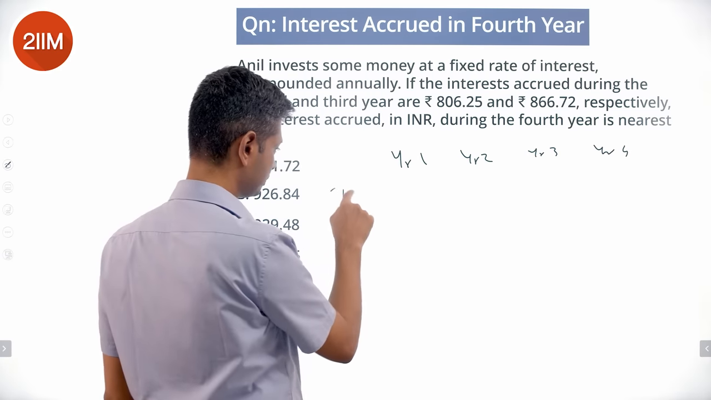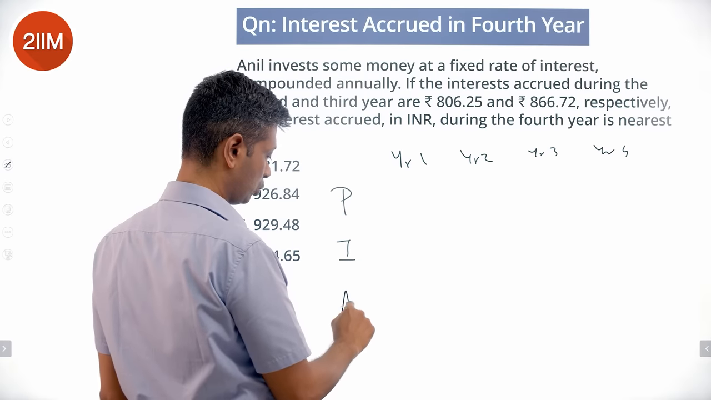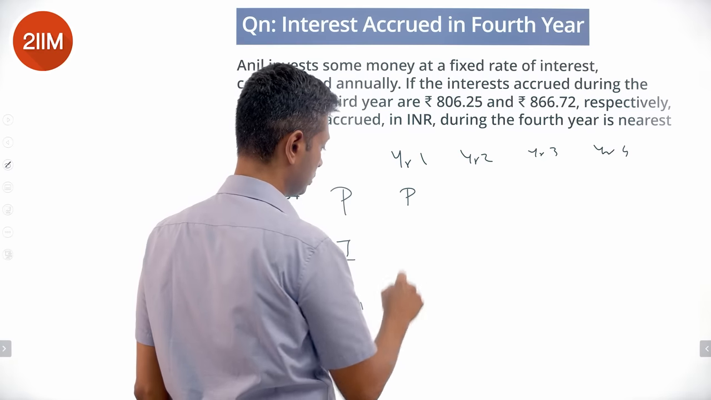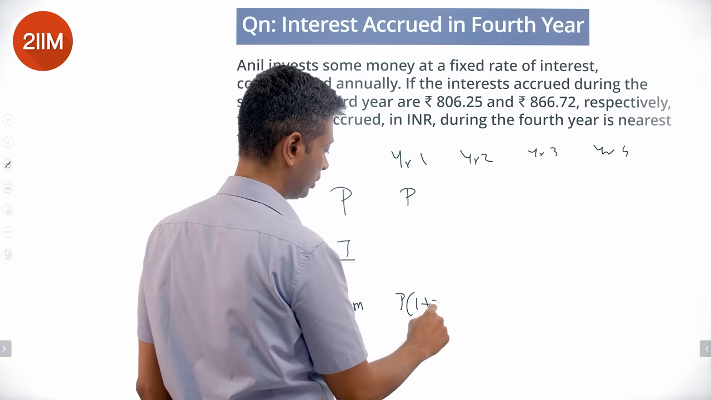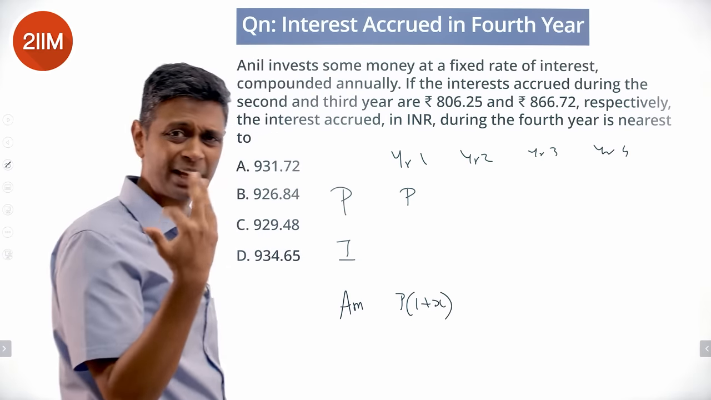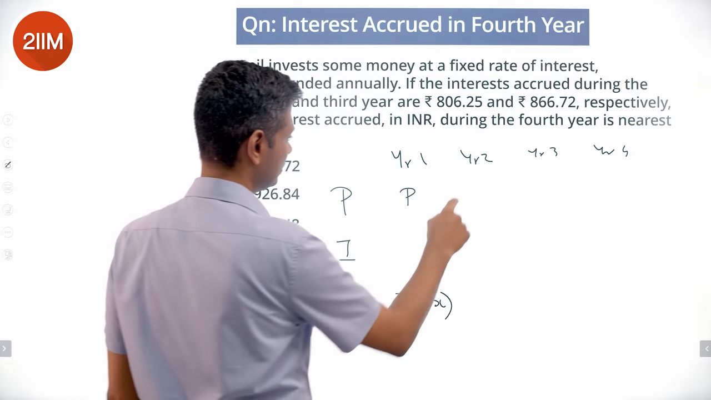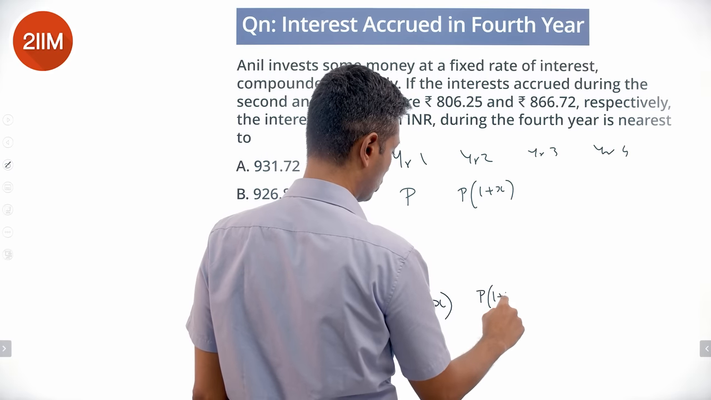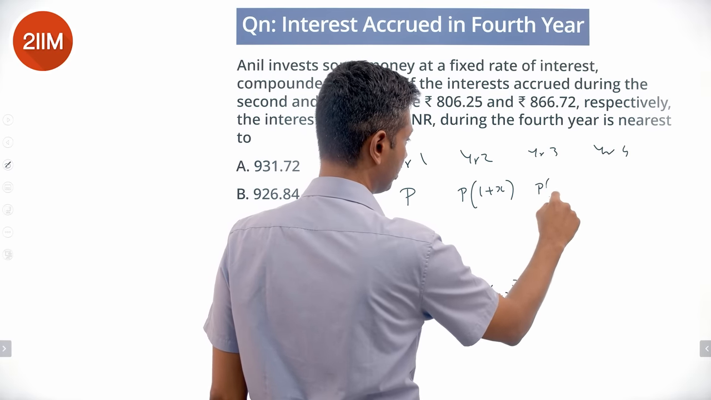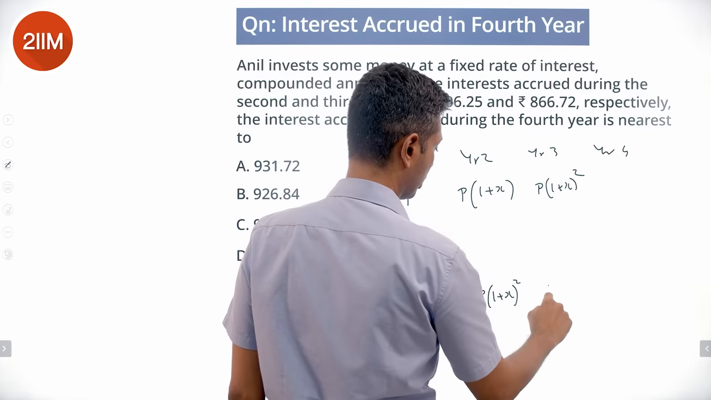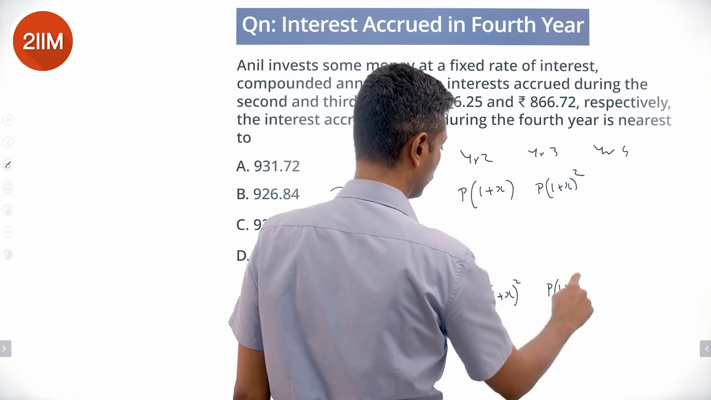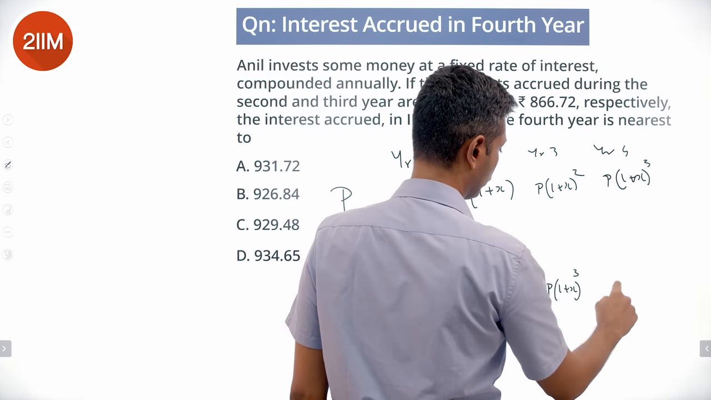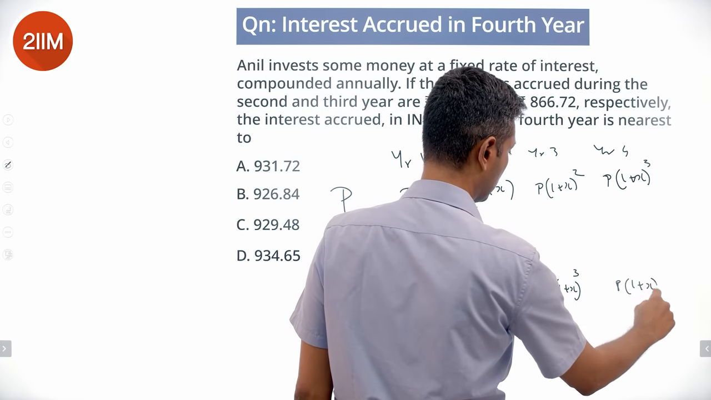You have a principal, interest, amount. So this is P. This is P into 1 plus X, where X is R by 100, rate by 100. Then P into 1 plus X whole square, P into 1 plus X whole cube, P into 1 plus X whole power 4.